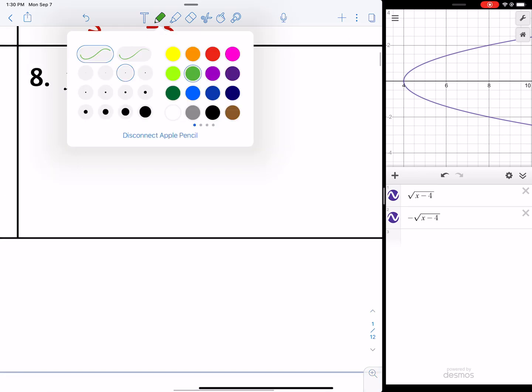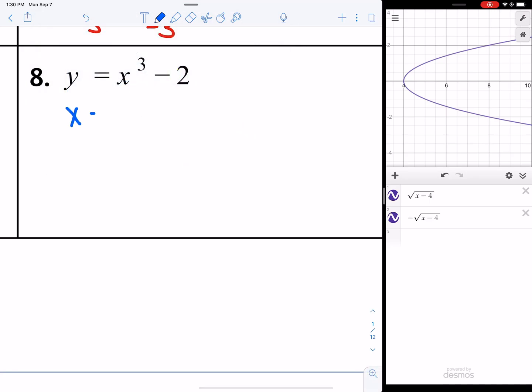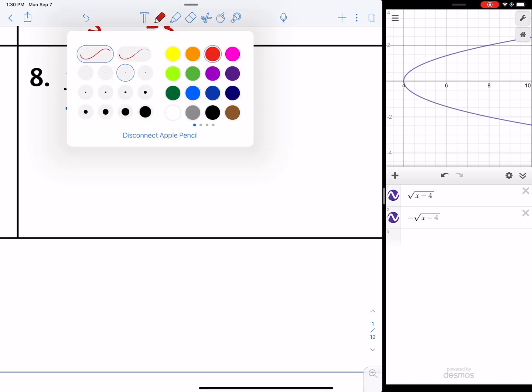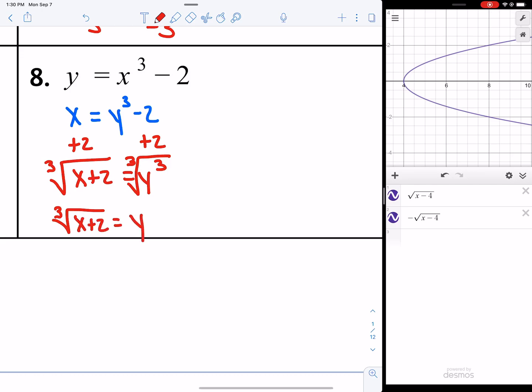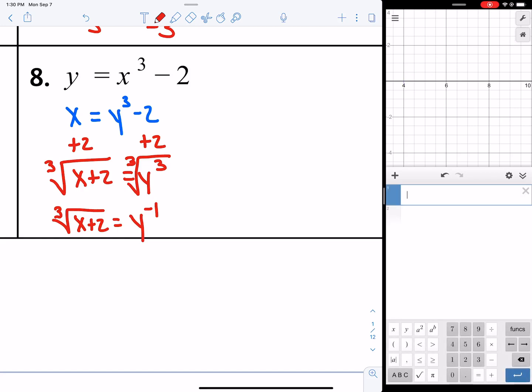Okay, let's look at the last example. So number 8, switch x and y. Leave everything else where it is. So x equals y cubed minus 2. Then we're going to solve for y. So let's add 2 to both sides. So we get x plus 2 equals y cubed. And then you want to get rid of the cube on the y. So let's take the cube root of both sides. And we get the cube root of x plus 2 equals y. And then put a little -1 to indicate the inverse. You have found the inverse.